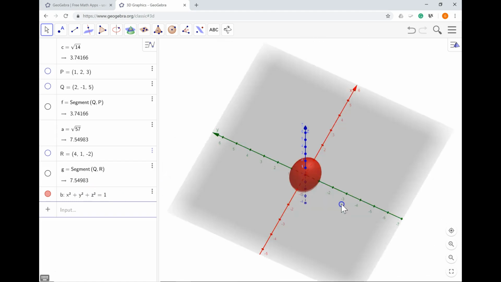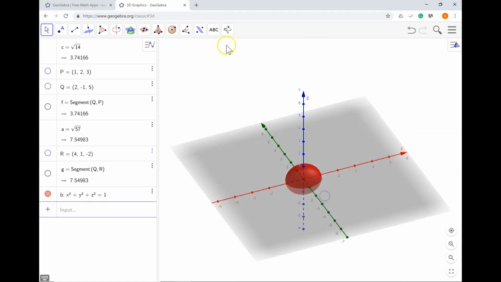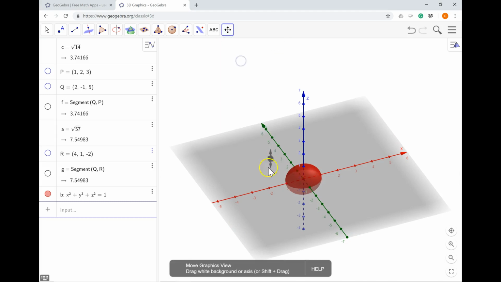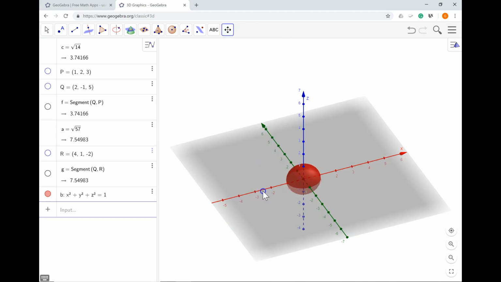It almost doesn't look completely spherical just because of the axes. If you wanted to make it look more spherical, you could bring it in a little bit. Now it looks a little bit better, a little bit more like a sphere.